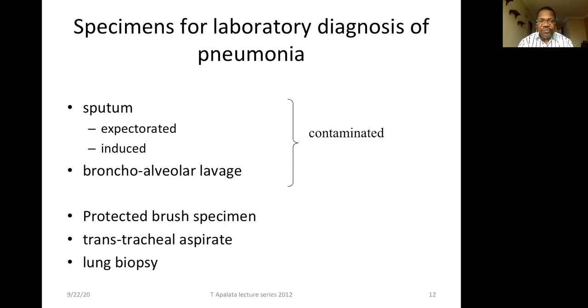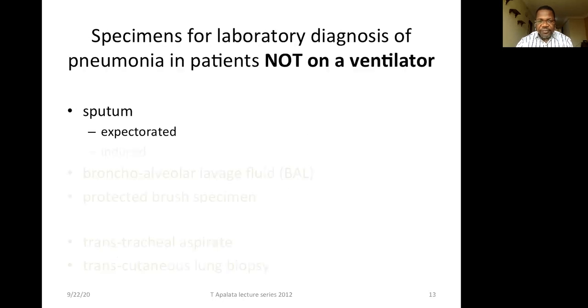So the first two, sputum, whether expectorated or induced, and bronchoalveolar lavage that we call BAL, are contaminated specimens, because our lungs are supposed to be sterile. Then when they come out, when you cough them out, the specimen comes out through the oropharyngeal area and becomes contaminated. So those are contaminated. But the protected brush, the transtracheal aspirate and lung biopsy are clean specimens.